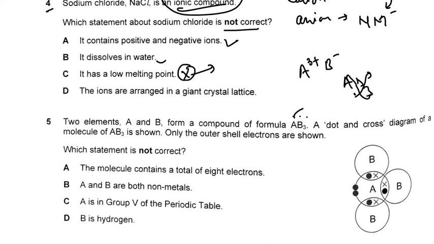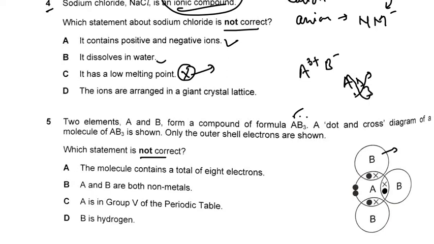Only the outer shell is shown, and the statement is not correct. So you have to read the question carefully and pay attention. If you look at this, A, as I already told you, has 3. Now B is just requiring 1 electron. It means it should have 7 electrons in the outer shell. So the molecule contains a total of 8 electrons. Do you think it contains a total of 8 electrons?